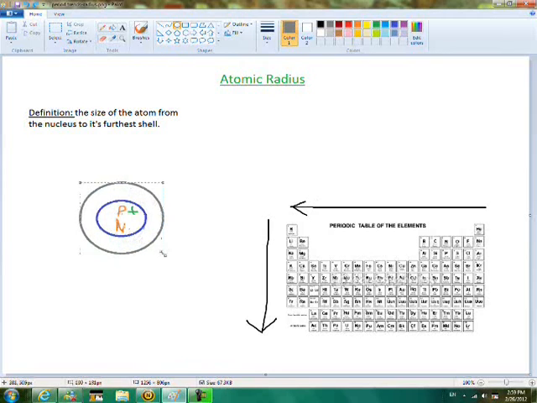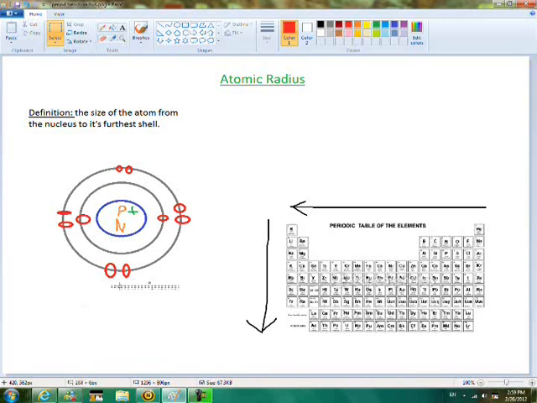So here's my first shell, and let's just draw another shell. And here are some electrons now. I'm just gonna fill this up. All electrons are the same shape, so don't worry about that.